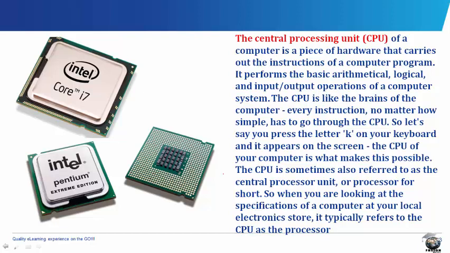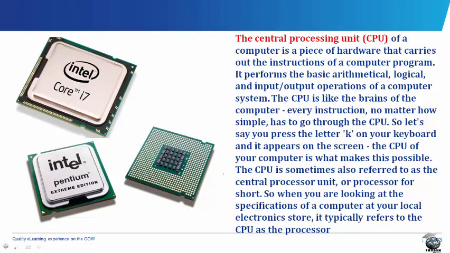This is an Intel Core i7 central processing unit, also called a processor, and this is also an Intel Pentium Extreme Edition processor. The central processing unit of a computer is a piece of hardware that carries out the instructions of a computer program. It performs the basic arithmetical, logical, input and output operations of a computer system. The CPU is like the brain of the system. Every instruction, no matter how simple, has to go through the CPU.